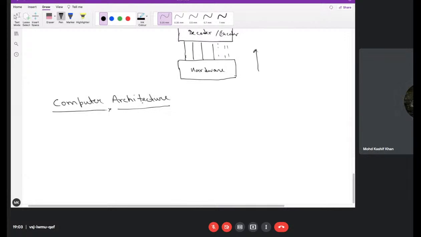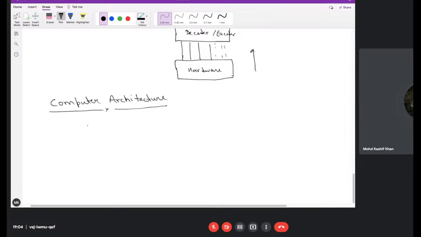Now we study two types of architectures. Whenever you do bifurcation and say there are two types of architecture, these two types should be on some basis, on some difference. So it is on the basis of the program storage, that is, where do you store the program. On the basis of the program storage, this architecture has been divided into two types.